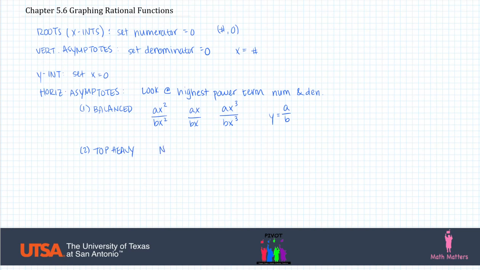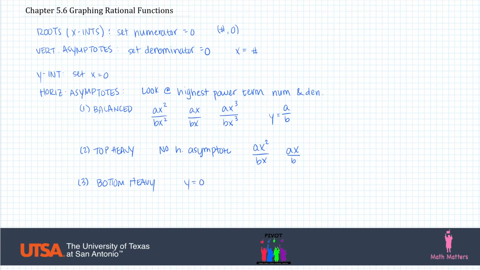So for case 1, the powers are going to be balanced, and what this would look like would either be some ax squared over bx squared, or ax over bx, maybe even ax cubed over bx cubed, whatever, as long as the highest powers are balanced and they both have some coefficient a and b. Then our horizontal asymptote is going to be y equals this ratio a over b, and this is a constant. This a over b should be a constant, so it ends up being just this horizontal line.